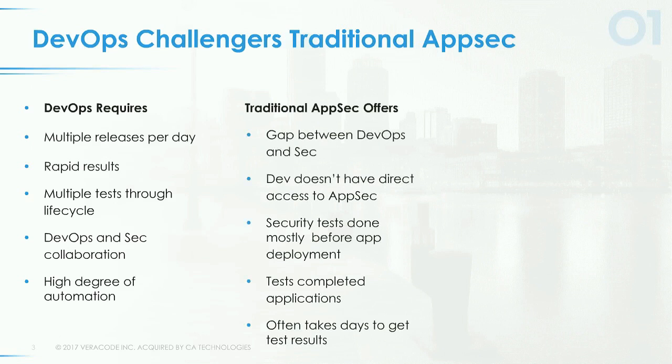Now, let us take a look at what traditional application security offers. First of all, you'll see the gap between DevOps and security. Developers don't have direct access to application security. This is most typical. Therefore, they use an intermediary, some group that is dedicated to application security, submitting security testing requests, for example, and getting results back takes very often several days. Compare it with the 3 deployment releases per day, and you would see that DevOps cannot live with that kind of security. And these security tests, if we're speaking of security testing, are typically done mostly before application deployment, and that causes a lot of problems.